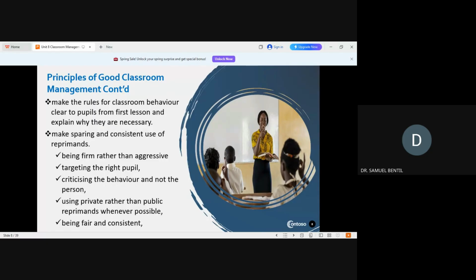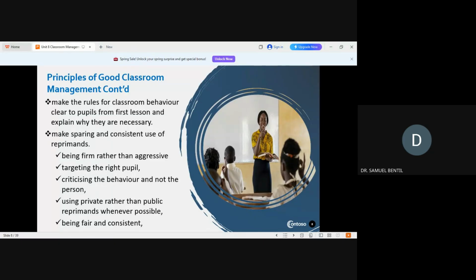Now let's continue with the principles. We are saying that the next principle is that as a teacher, you must make rules for classroom behavior. And these rules, you must be clear with your students and share with them. It must be done during the first lesson or your first meeting with the students, and explain why these rules are necessary and why they must abide by them. That's why with your first meeting with the class, you must spell out your rules of engagement. Let them know your do's and don'ts, what you like and dislike, and also ask of their expectations.